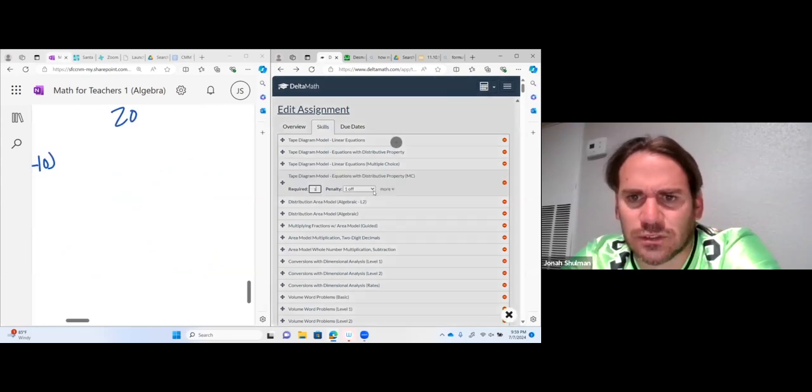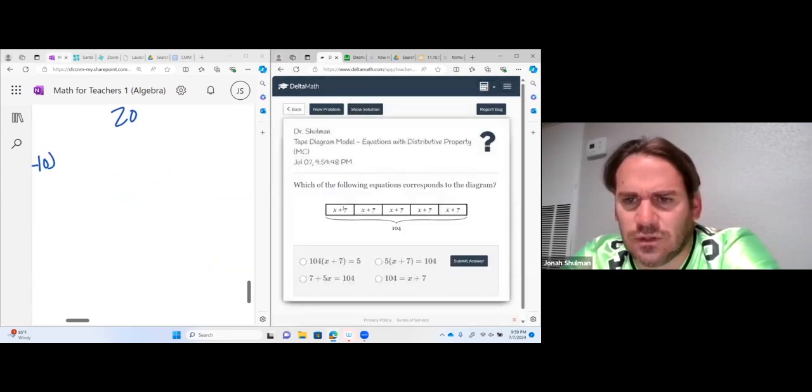Oh, it's another multiple choice. All right, so 1, 2, 3, 4, 5 of these equals 104. So 5 times (x plus 7) equals 104.